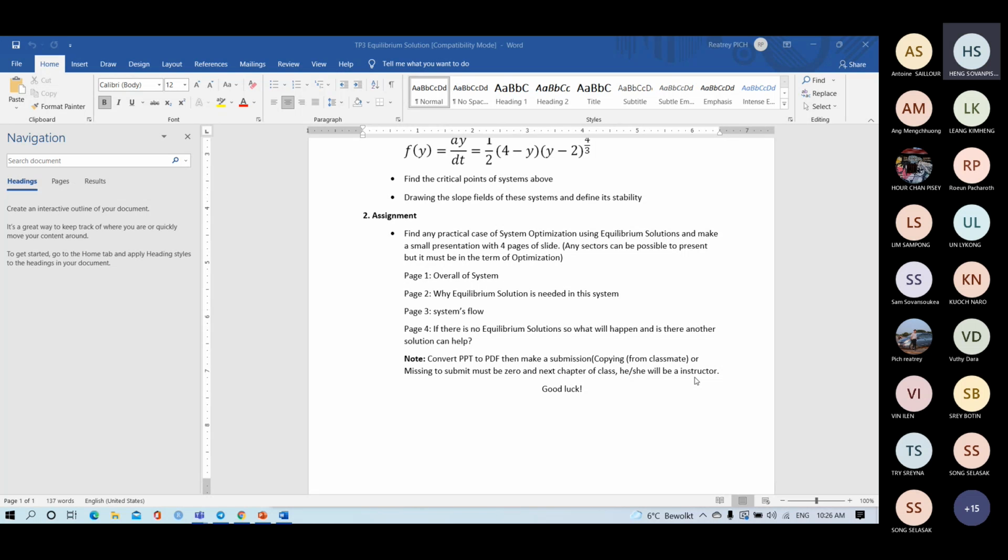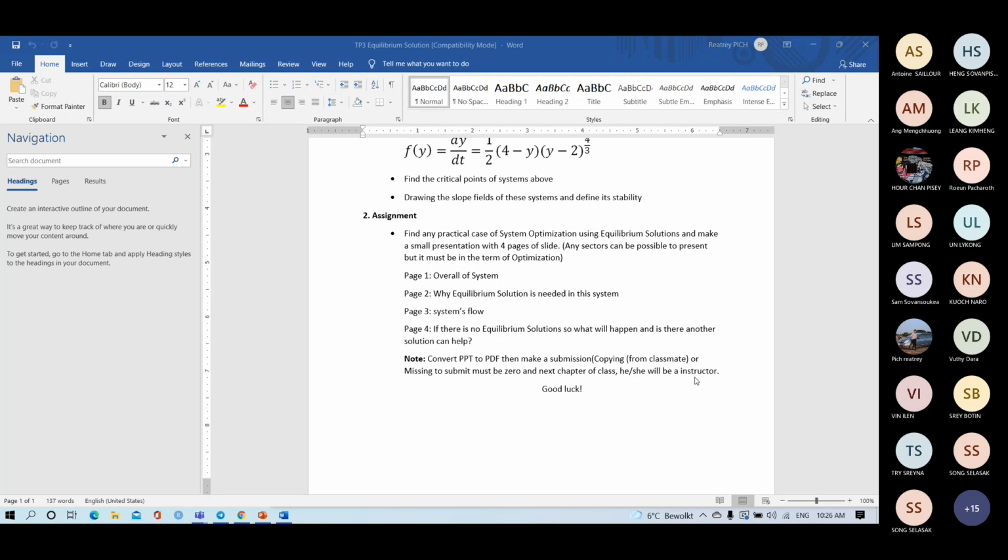Okay, let's say in Khmer. Because we use equilibrium solutions, that's why we can find out A, B, C, D in this system. Without A, B, C in this system, we cannot reach the goal, for example.